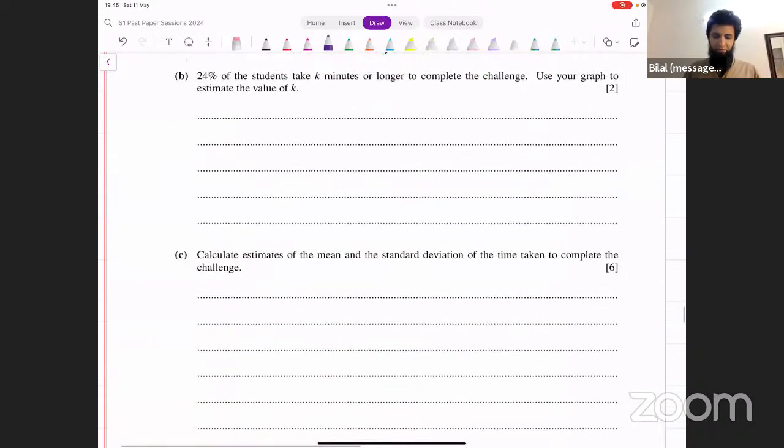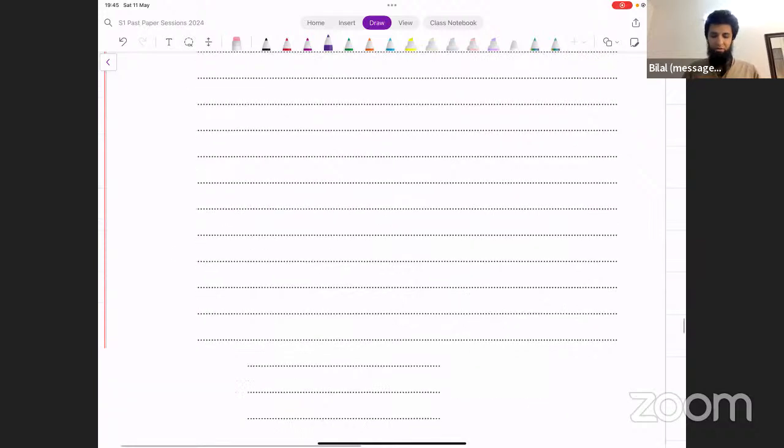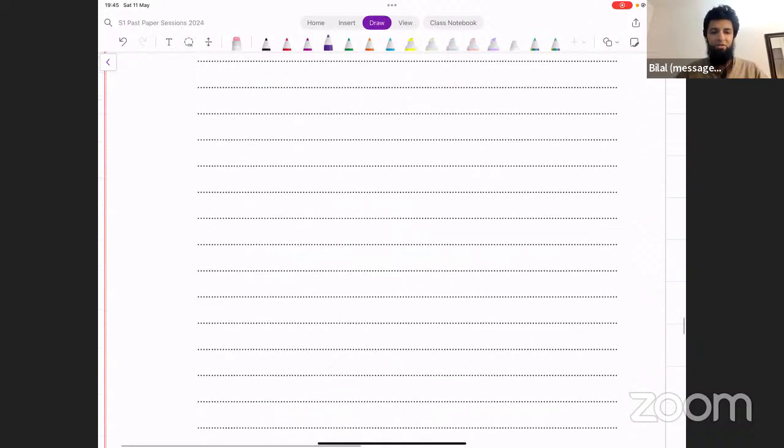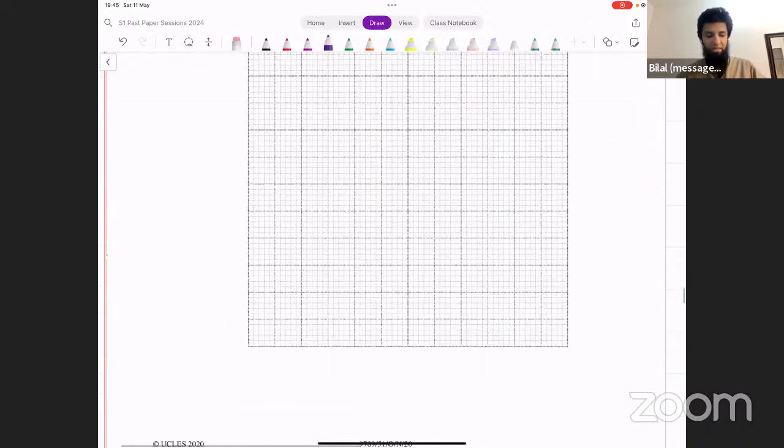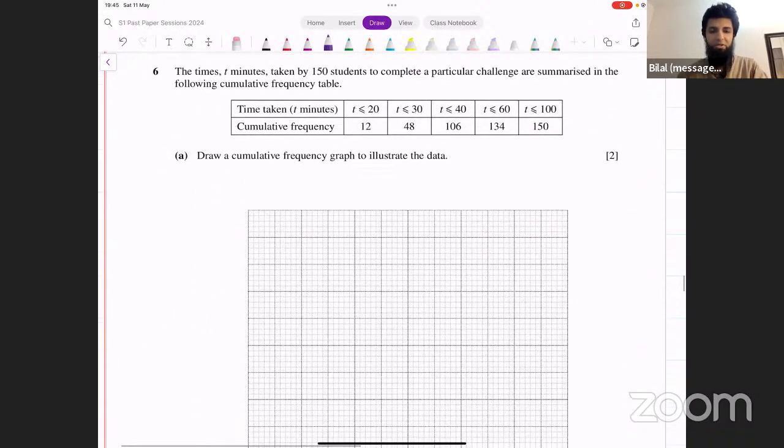And then it says 24% of the students take k minutes or longer to complete the challenge. Use a graph to estimate the value of k. Calculate estimates of the mean and standard deviation of the time taken to complete the challenge. Okay, which particular parts of this? Those of you who have asked about question number 6, which particular parts do you want to do from this paper? From this question number 6. Is it the whole question?